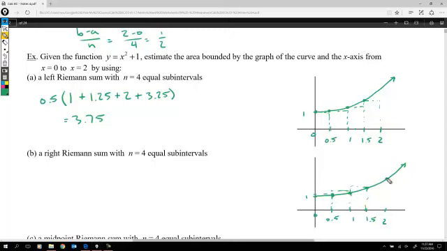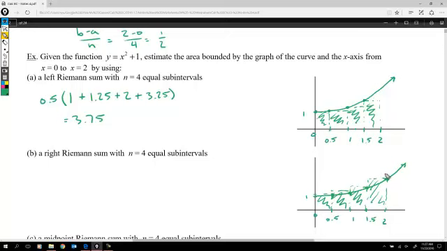Okay, so notice this time on my graph, you can pretty clearly tell that I'm above the function. So I have these areas that I'm finding. Whereas over here, on my left Riemann sum, I was below the function. So look at these gaps that I have. Look at these overestimates that I have here.